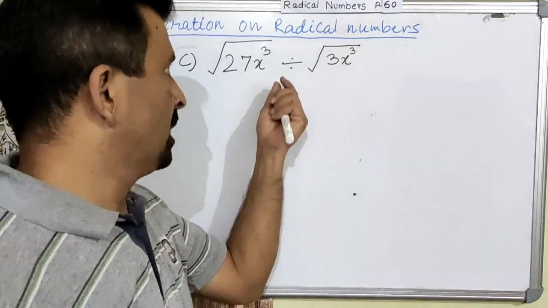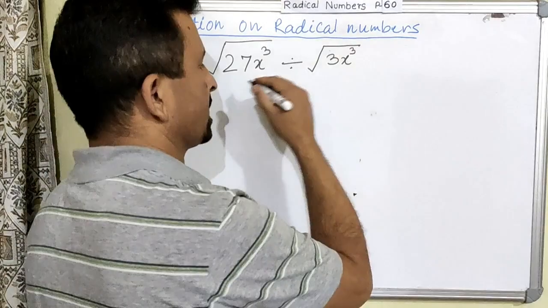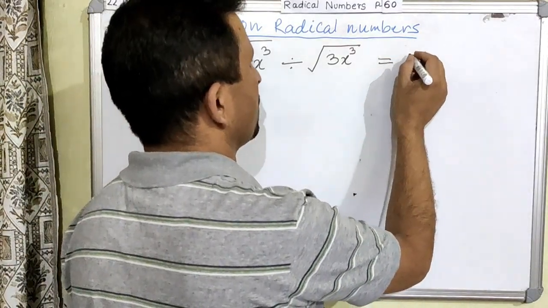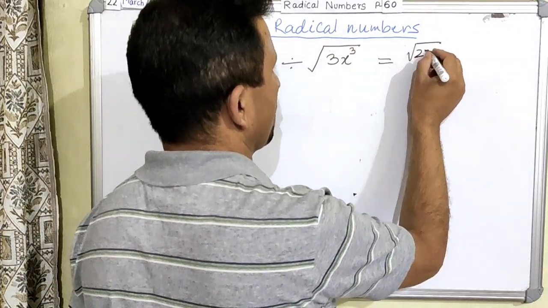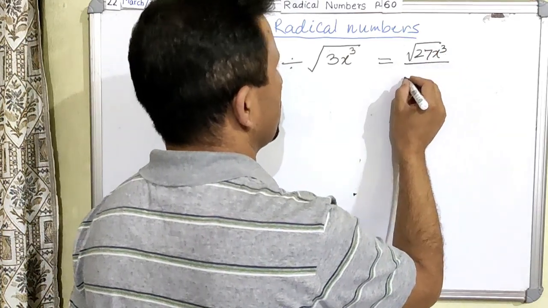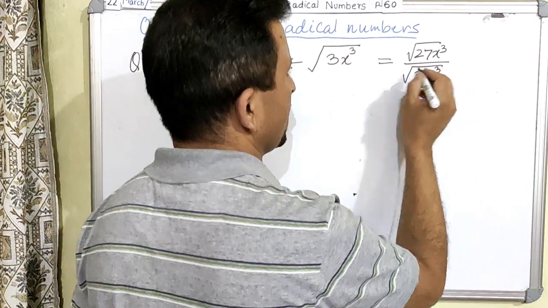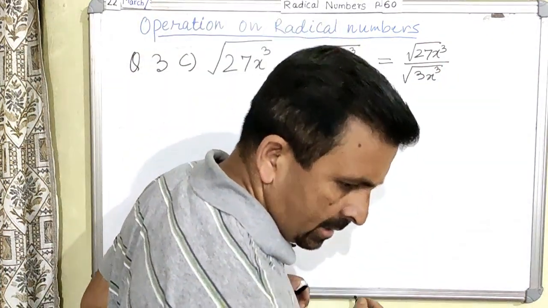Question number 3C is another division question. Right. Once again, we will change this division into fractional form. So we will write this as root over 27x to the power 3 divided by root over 3x to the power 3. Is this very clear?